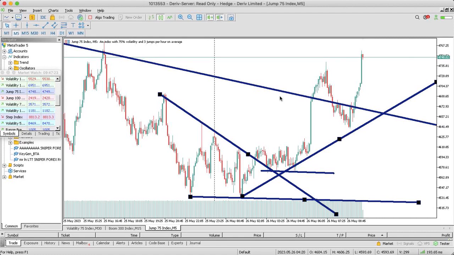Good. So yes, that's what we do, guys. So you always put lines everywhere. There's a line for entry. There's a line for exit. There's a line for entry. There's a line for exit.